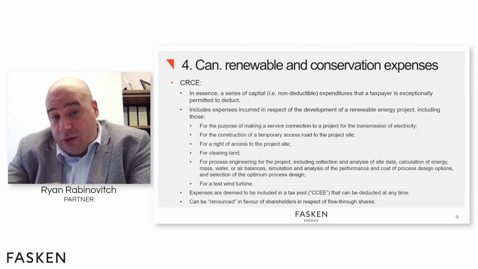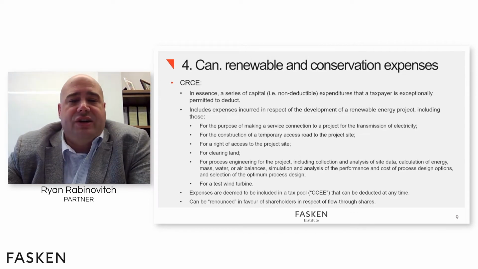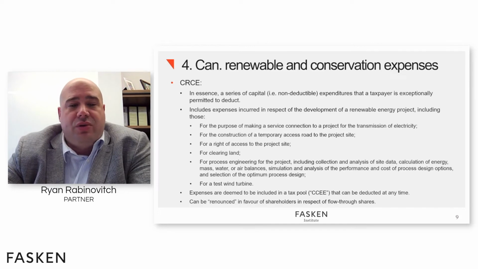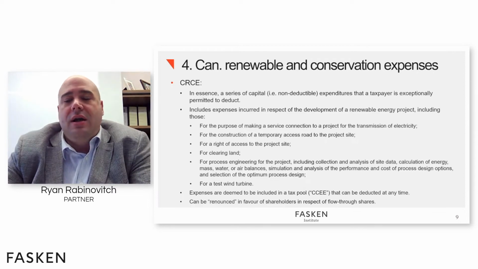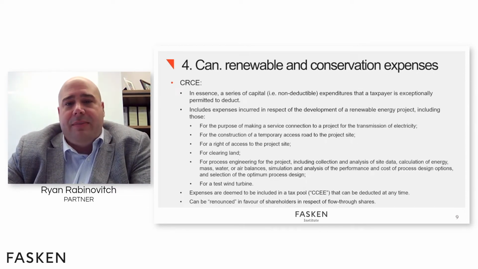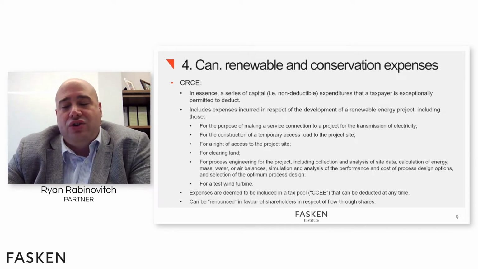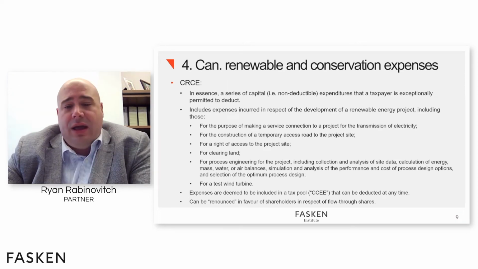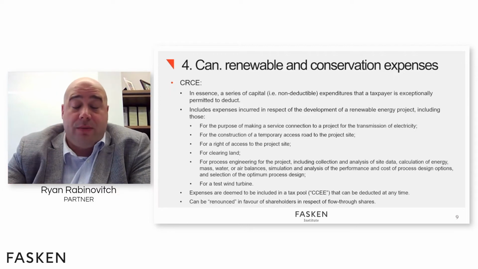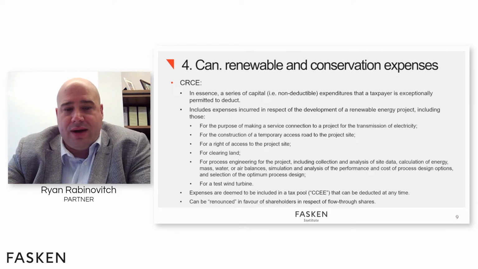And it specifically includes, it's deemed to include, expenses for the purpose of making a service connection to a project, for the construction of a temporary access road to the project, for rights of way in respect of a project, to clear land, and most notably, at least in my experience, process engineering and data collection and analysis. Often what you're doing at the beginning of a project, particularly if you're a developer, is having data collected about the strength of the sun or the wind, for example, in determining whether a site is a good site to build a renewable energy project. And that would ordinarily be a capital expenditure that would not be deductible. And this basically deems it to fall in this special pool that can be deducted at any time. And lastly, you have test wind turbines. The cost of test wind turbines falls into this pool.